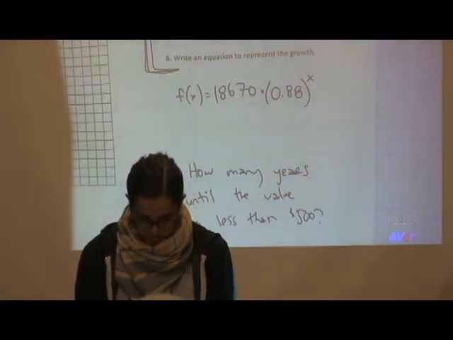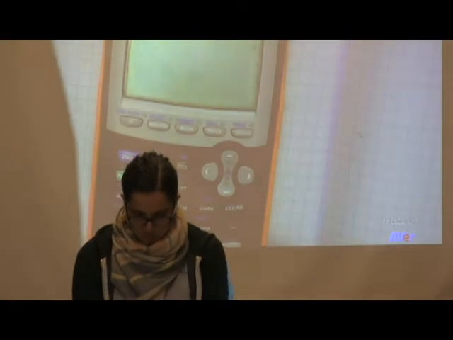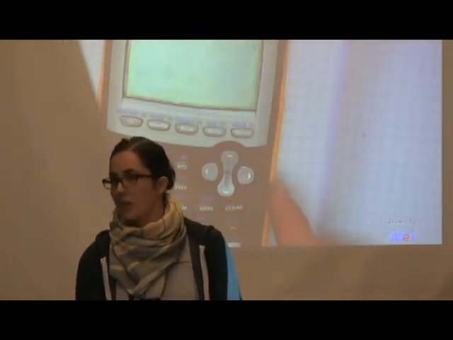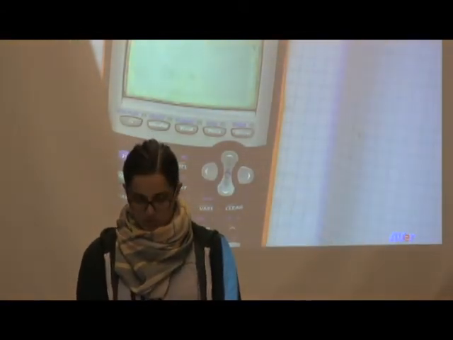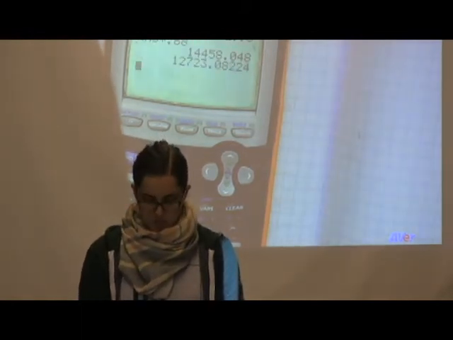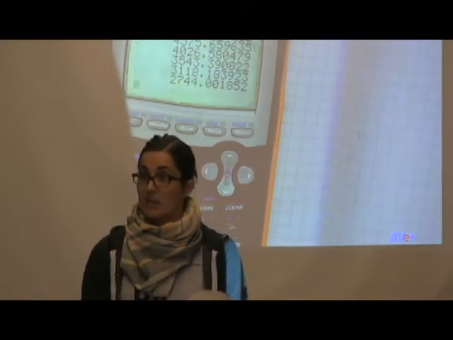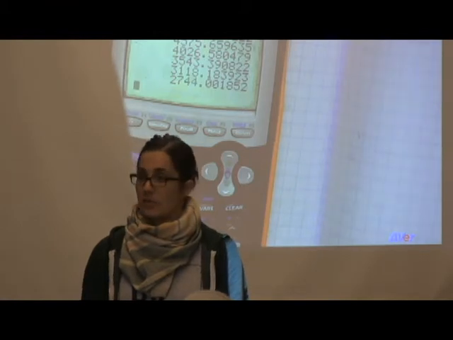Now that we know our multiplier, we know that I'm multiplying by 0.88. Here's the first method. I could go: that's 1 year, 2, 3, 4, 5, 6, 7, 8, 9, 10, 11, 12, 13, 14, 15. And I could keep counting like this until I get to under $500.